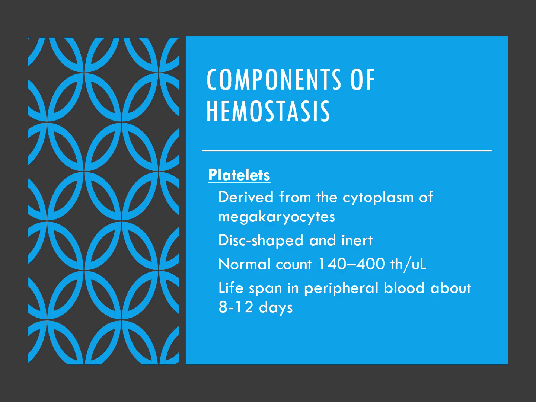And for the most part, they're pretty inert until activated. They are disc-shaped. And a normal platelet count for a healthy individual is about 140 to 400 per microliter. And that is in thousands. Remember, this is scientific notation. The interesting thing about platelets is they have a very short lifespan, only about 8 to 12 days while in circulation of the peripheral blood. So platelets are often used up, but they're also replenished frequently.